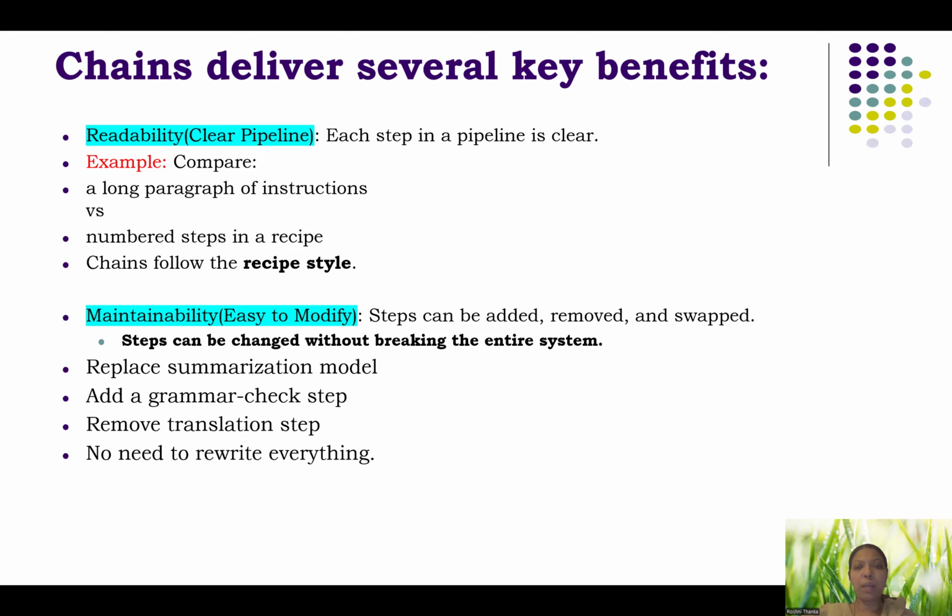So the steps can be added, we can remove it, we can swap it. So I can maintain the chains as required for my application. I can replace one chain with one other chain. For example, if I don't have a grammar check in the chain sequence, I can add a new thing. I can remove a translation step if it is not required.